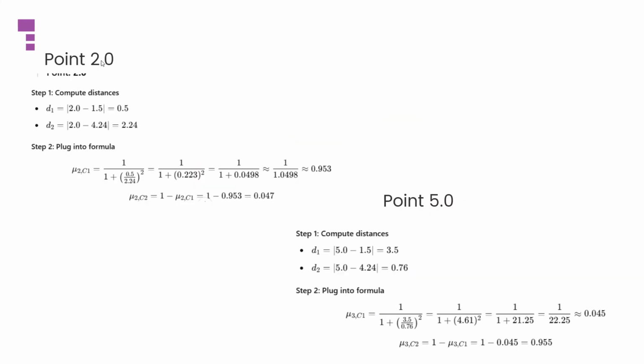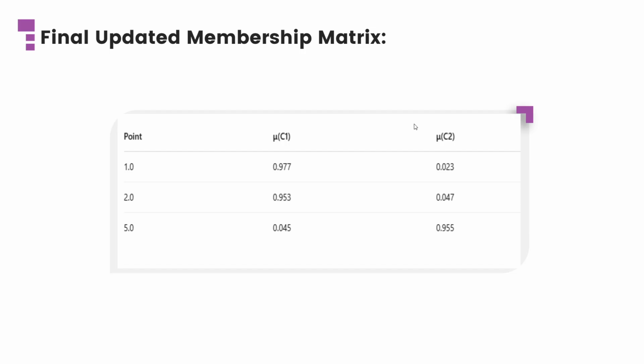Similarly, we have to find for points 2.0 and 5.0. For point 2.0, 2.0 minus 1.5 equals 0.5, and 2.0 minus 4.25 gives 2.25. Similarly, we get the answer of 0.95, and mu2 is 1 minus 0.95, which is 0.047. Similarly, for point 5.0 we get 0.045 and 0.955. The final updated membership matrix is: for 1.0, mu1 is 0.977 and mu2 is 0.023. For 2.0, mu1 is 0.953 and mu2 is 0.047. For 5.0, C1 is 0.045 and C2 is 0.955.